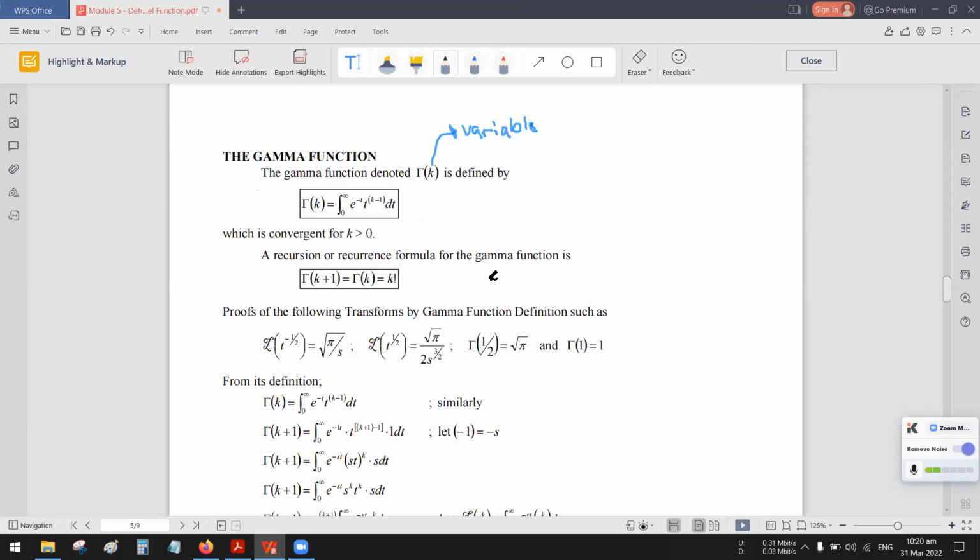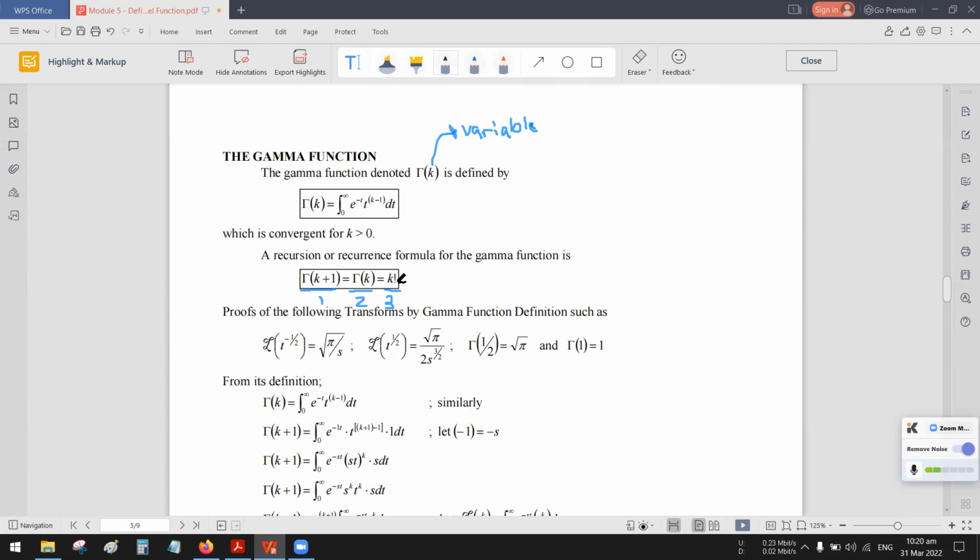Then for the recursion or recurrence formula for this function, mag plus 1 lang tayo. Or you can just use either of the three. You can use the gamma of k plus 1, the gamma of k multiplied by k, or k factorial. So with the recurrence formula, you can use either of these three. Pareho lang 'ni sila. Okay, pareho lang sila.